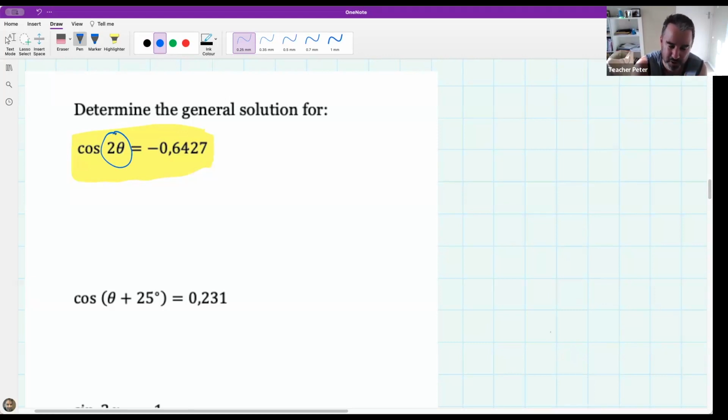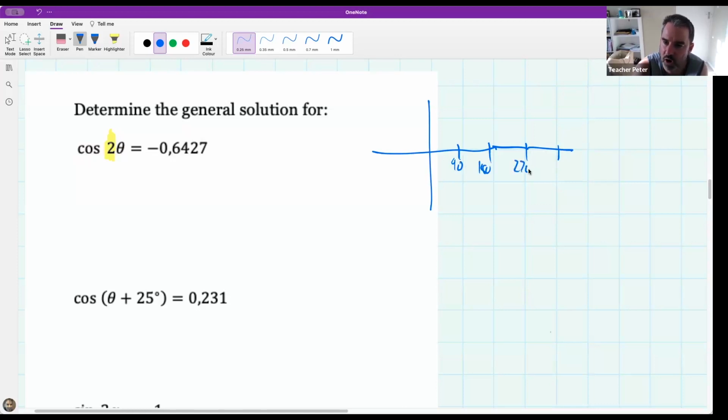So I'll rephrase that because it's important. There's a 2 in there, and what that 2 actually does is it changes the period of the graph. Now, I'll only show you this at the end, but if you think about a normal cos graph, a normal cos graph has a period of 360. So you'd fit a whole cos graph in 360.